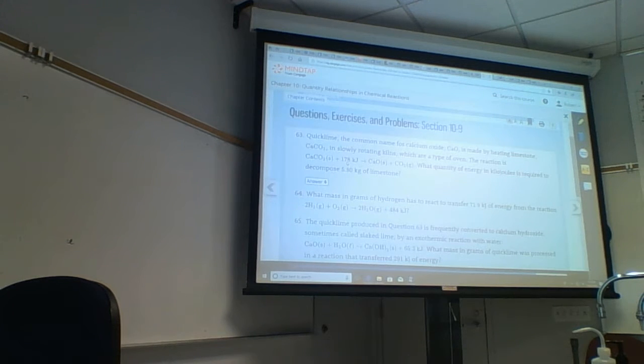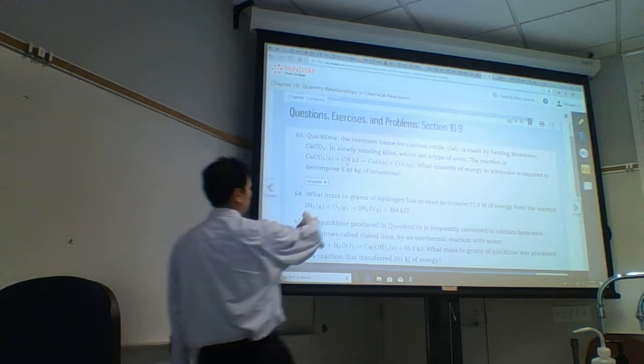So calcium is 40.08. Carbon is 12.01. And 3 oxygens is going to be 48.00. So there's 100.09 grams of calcium carbonate per mole. So we get rid of the grams of calcium carbonate, and we're left with moles. Now we've got moles, now we can enter that into the stoichiometry here.